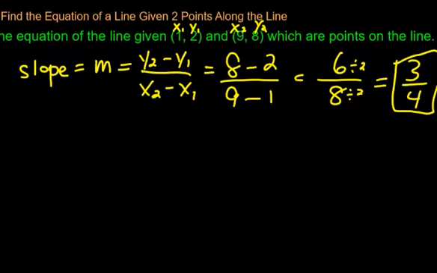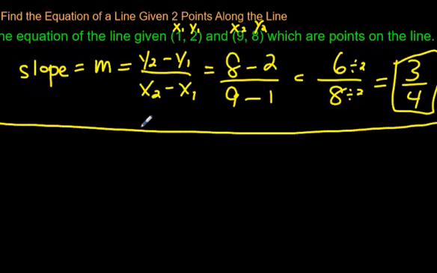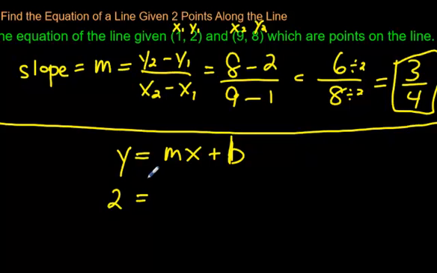Let's go find the y-intercept basically. So you start with this. Y equals mx plus b. Okay? And if this is confusing, make sure you're watching the earlier videos. Okay. Now, which pair looks easier to work with, the 1, 2 or the 9, 8? I would go with the 1, 2 just because it looks a little easier. So put the 2 where the y is. Put the 3/4 where the m is.